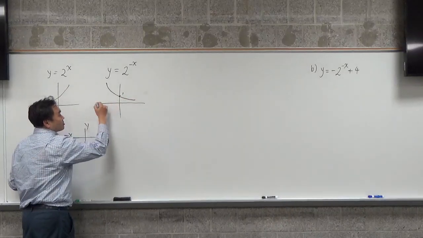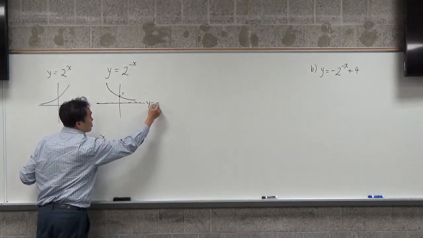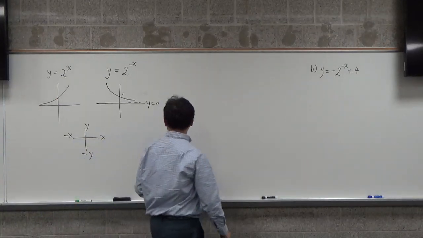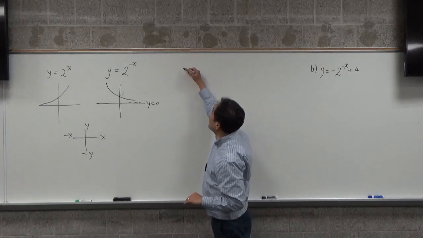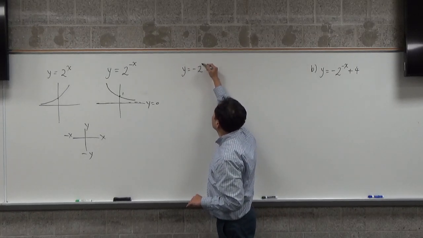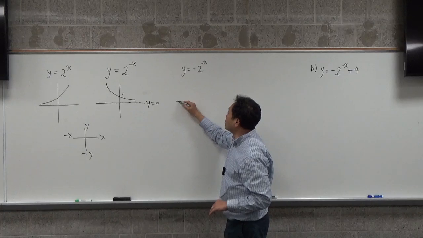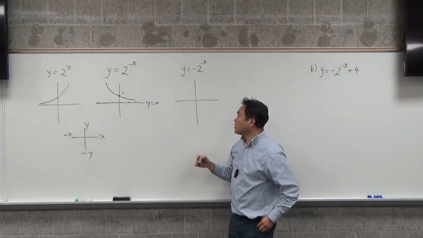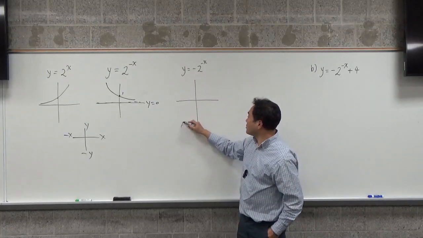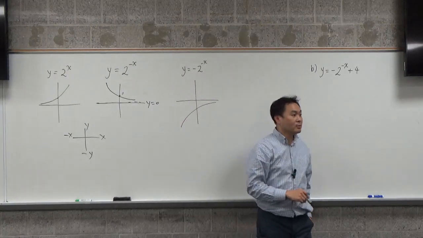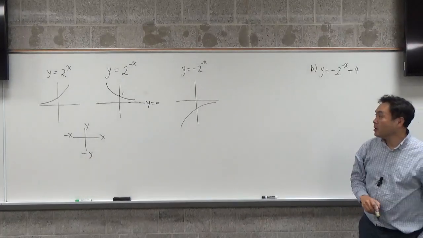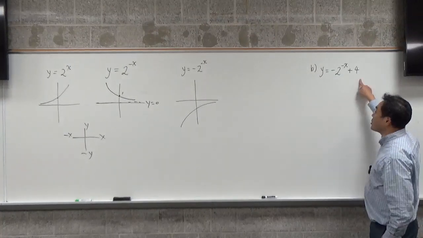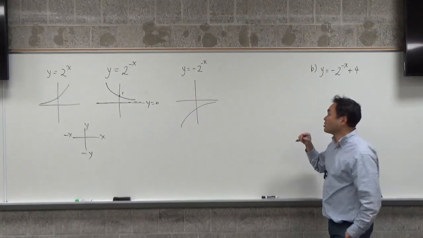This is still 1. Y equals 0 is still the horizontal asymptote, same as before. Those didn't change. But now, if you put a minus in front of 2 to the negative x, what happens to the graph? It flips upside down. So you take that, flip it upside down, and this is what you get. Now, the only thing left to do is plus 4. What does that do? It makes it go up by 4.